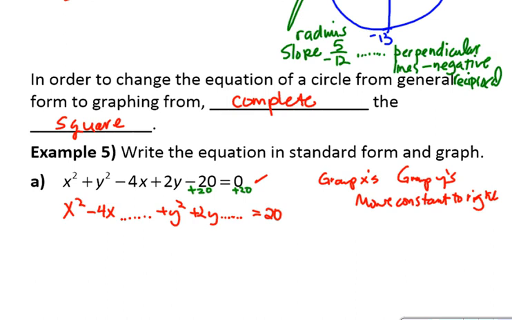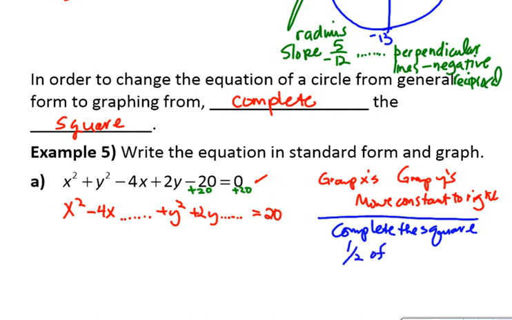So remember that to complete the square, we're going to take a half of b, so the x coefficient, and then square it, then add it to both sides of the equal sign.